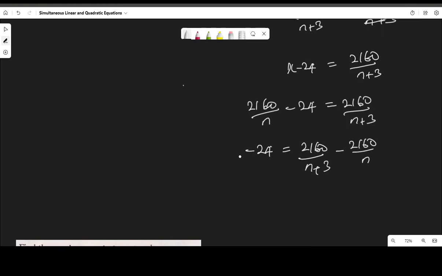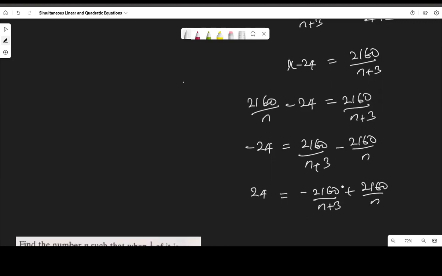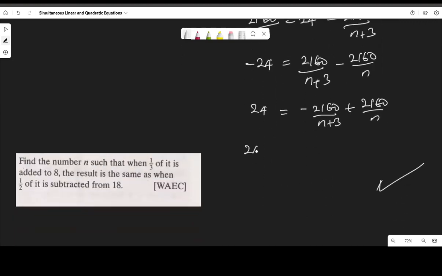Now I want to get rid of this minus in front of 24. So I'm going to multiply each term here by minus 1. So that 24 is equal to minus 2160 over n plus 3 plus 2160 over n. Let me rearrange this to give me 24 equal to 2160 over n minus 2160 over n plus 3.